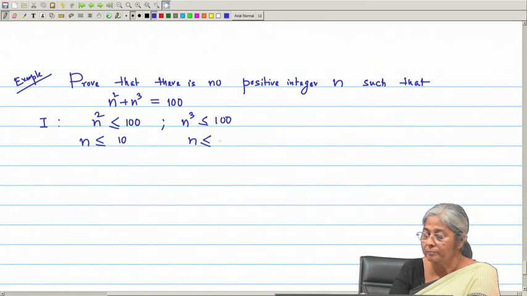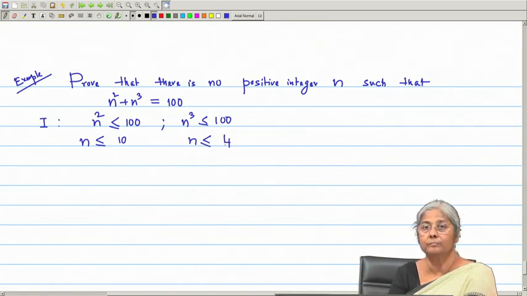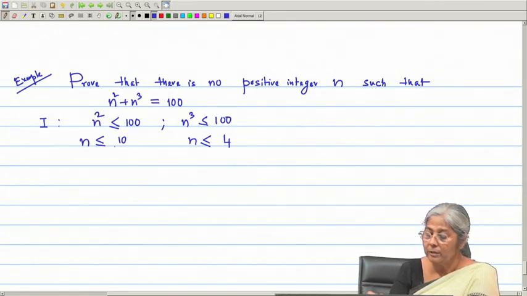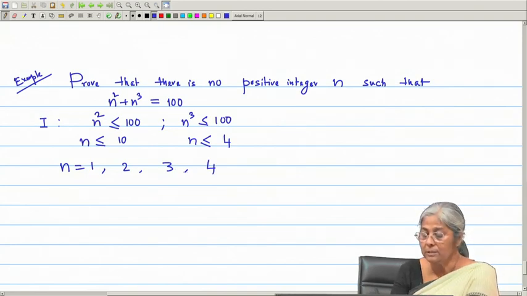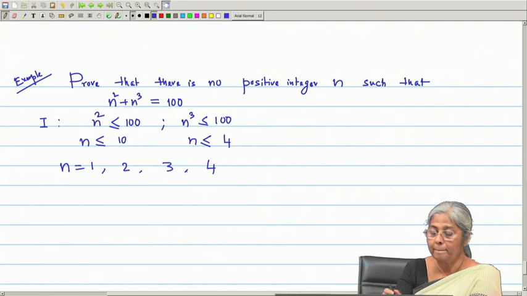4. Because if it is 5, then it is 125. So, n less than or equal to 4, because if I take both together, then only for n equal to 1, 2, 3, 4, these cases we have to check.